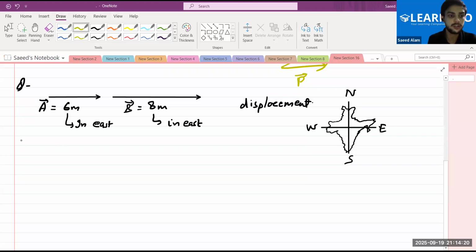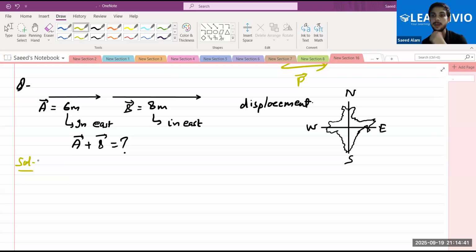My question to you is: find the sum of these two vectors, A plus B. Can you answer me for this? What will be the net displacement if first somebody moves 6 meter and then somebody moves 8 meter along the same direction? What will be the magnitude? What will be the resultant of A plus B? Can you answer me?